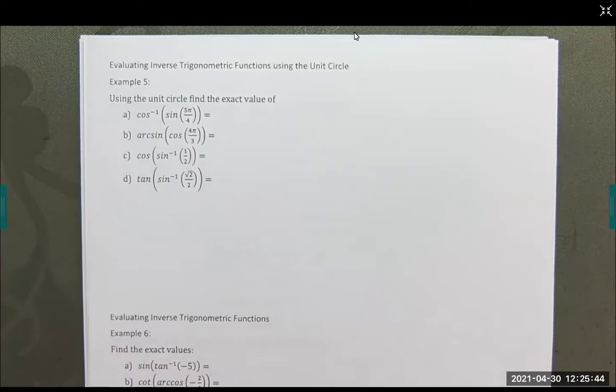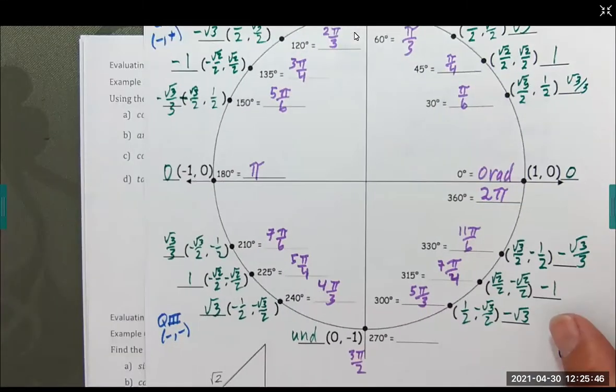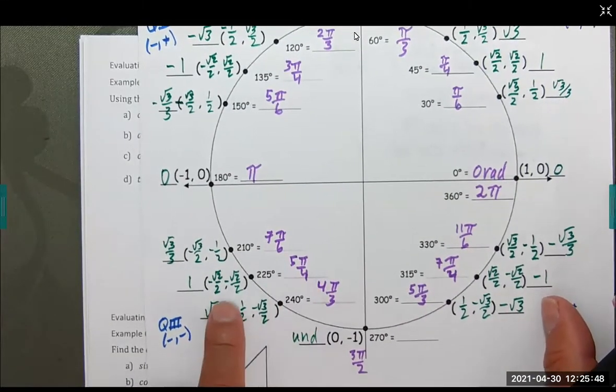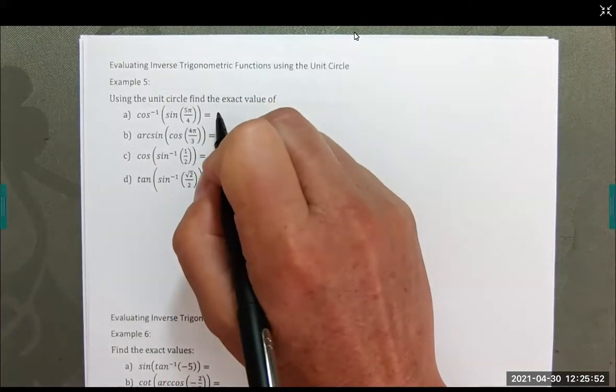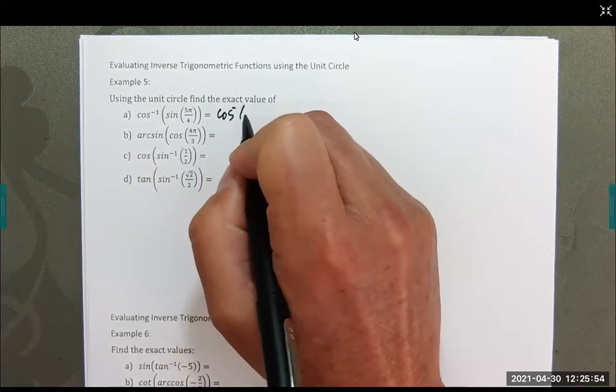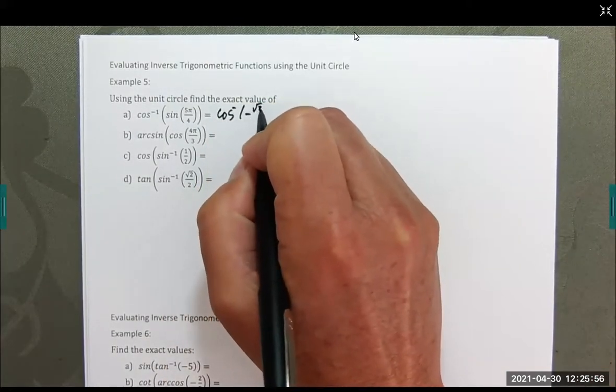Sine of 5 pi over 4. Let's go here. Sine is the y value. Here's 5 pi over 4. So that's negative root 2 over 2. So this is inverse cosine of negative root 2 over 2.